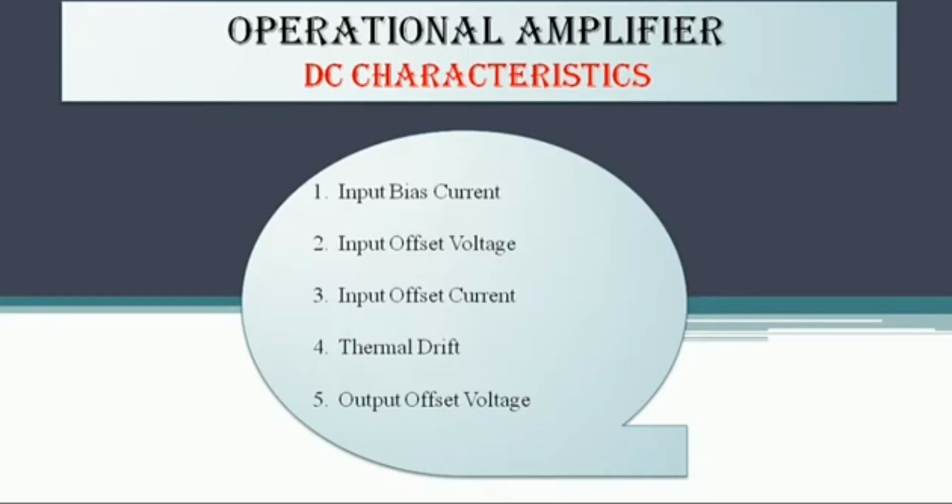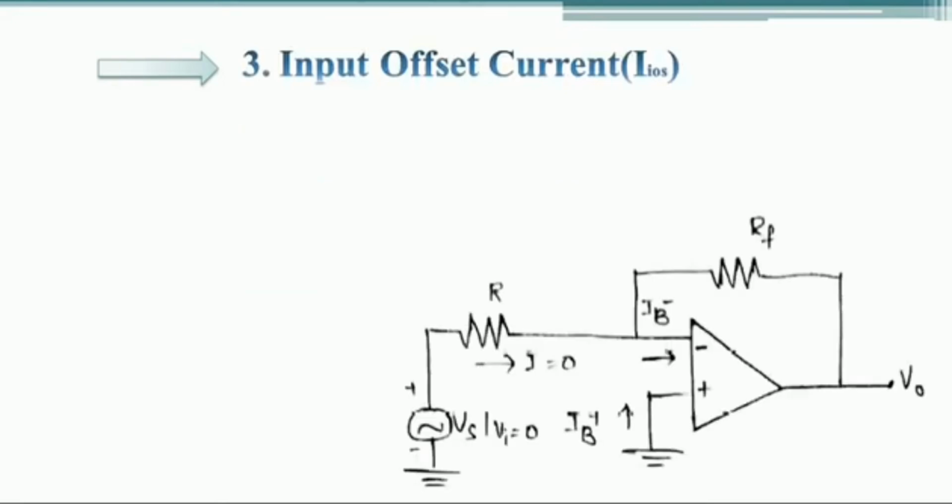Now first we are going to see what is input offset current. As we know, the bias current or the offset current present in the op amp is caused because of bias currents present at the input terminals of the operational amplifier. Now what are the input terminals? One is the inverting terminal and the other one is the non-inverting terminal. We are indicating it with IB.